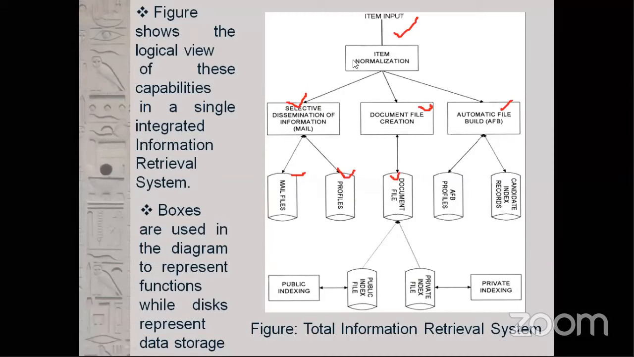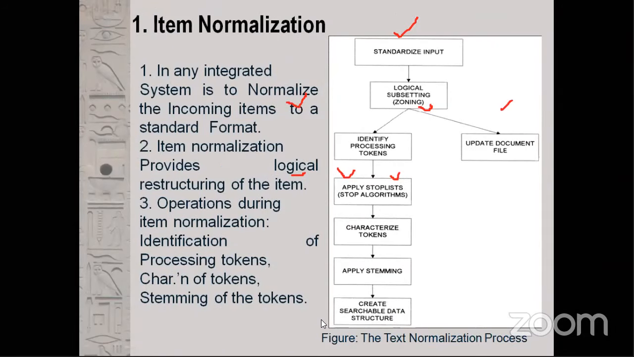Okay, so now in this I am representing rectangular shapes, or these boxes, as the functional works, meaning they may have some working capability, whereas these files, that is these disks, represent the storage units here. So that is a document database here. It will store your data here. Okay. So I will discuss one by one what is item normalization, selective dissemination, document file and automatic file build. Okay. So first we go with item normalization.